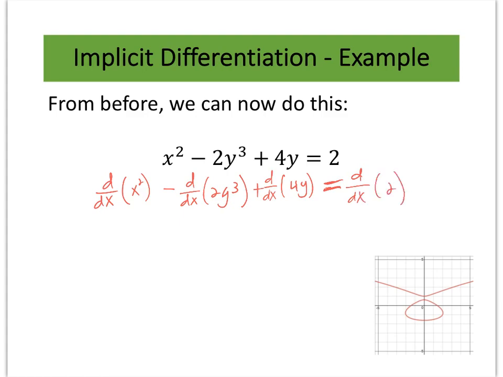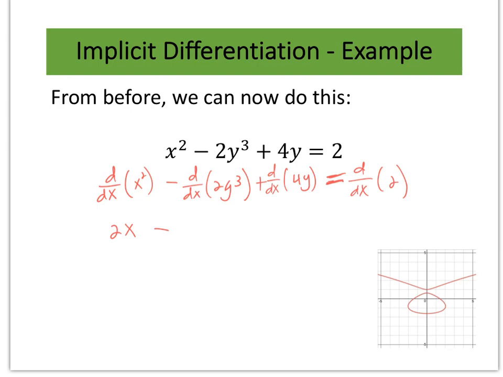And then I'm going to go through just as I would in any other problem. The derivative of this thing in the parentheses with respect to x is 2x, and then subtract. The derivative of the thing inside, just the chain rule's got to get applied anytime you take a derivative of y. So 2 times 3y squared times the derivative. The derivative of 4y is just going to be 4, but I got to take the derivative of y, so 4 dy dx, and then the derivative of 2 is just 0.